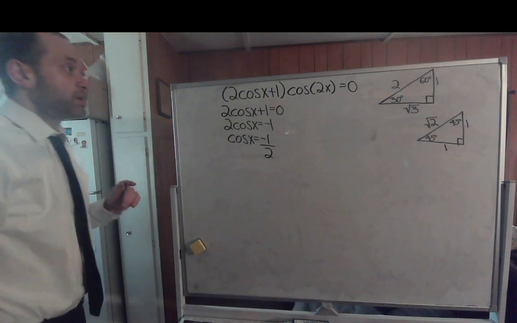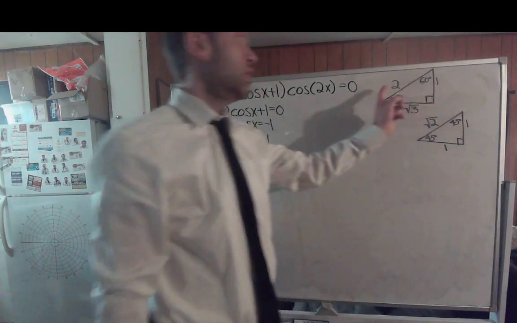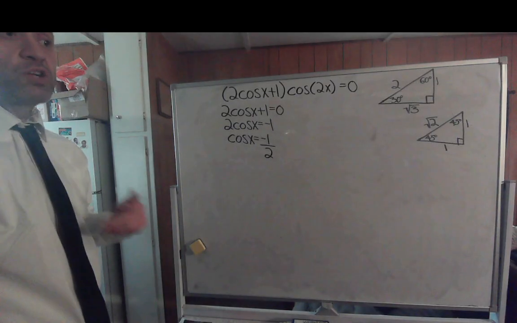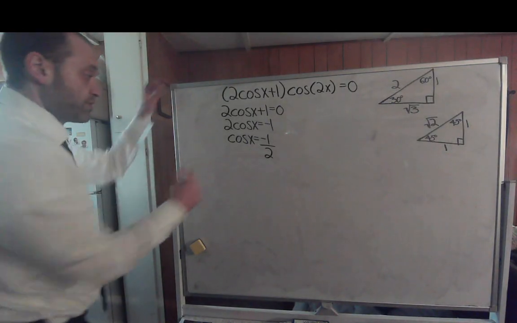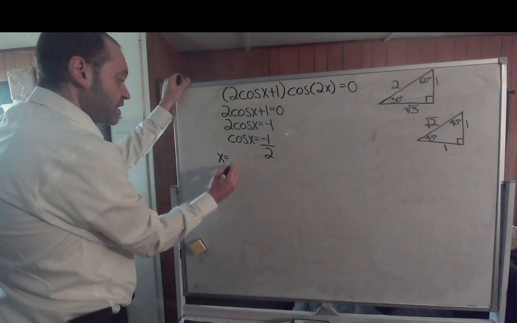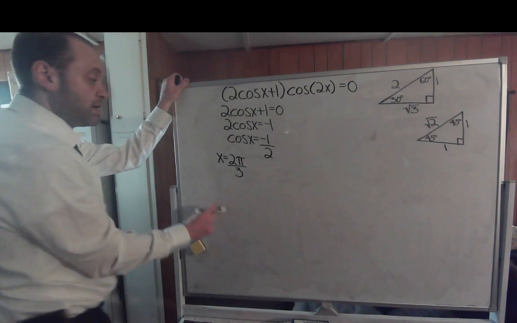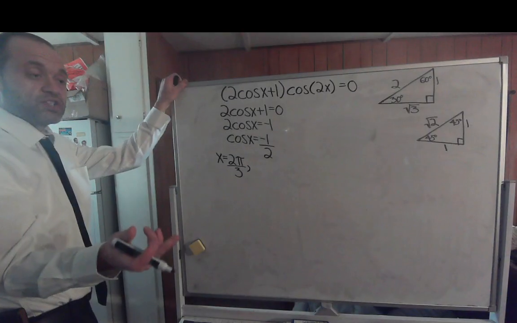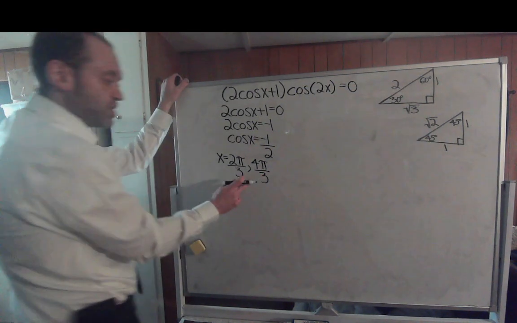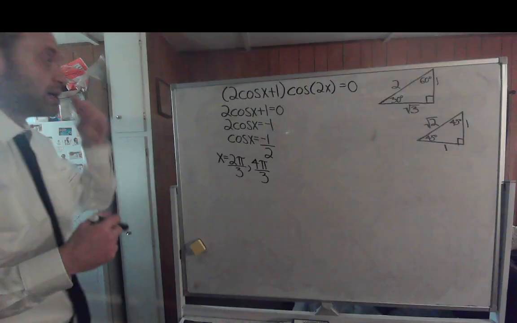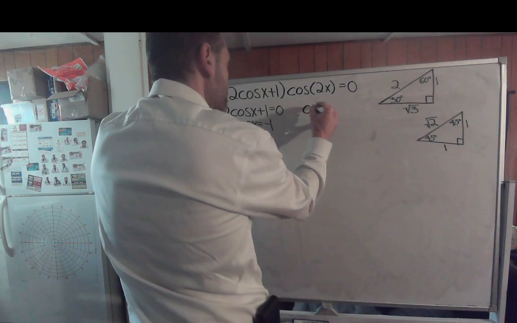So if we look at our 30, 60, 90 right triangle, the cosine of 60 is 1/2, so we're going to be working on a 60-degree reference angle, or a pi over 3 reference angle. In the second quadrant, of course, that's going to be 2 pi over 3. So initially you'll have x equals 2 pi over 3, and then in the third quadrant, where it's also negative, you would have 4 pi over 3. We're not going to write the general solutions just yet. Okay. Now we'll set that cosine of 2x equal to 0.